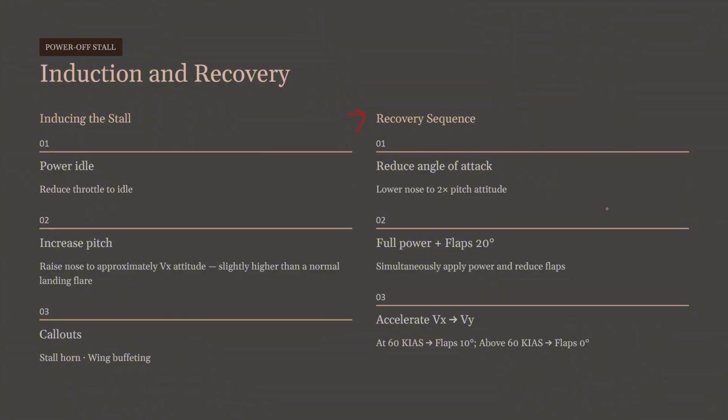so for the recovery, first, reduce the angle of attack to about the 2x pitch attitude, then apply full power and retract the flaps to 20. Okay. These actions happen almost simultaneously. Once the airplane is stabilized, pitch up to VX, then transition to VY, and climb back to your original altitude and heading. Okay, it's also simple. And then manage the remaining flaps. At 60 knots, retract the flaps to 10 degrees, and once above 60 knots, retract the flaps fully. Okay.